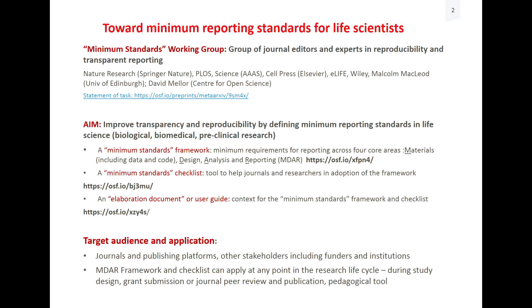All of these outputs have just been released publicly and they've just been tweeted, so please feel free to provide us feedback and comment. So the target audience for the 3 outputs are journals and publishing platforms, but also other stakeholders, including research institutions and funders. The idea is that the policy framework and the checklist can really apply at any point in the research life cycle, during study design, grant submission, during the journal peer review process and publication, and really also as a teaching tool.